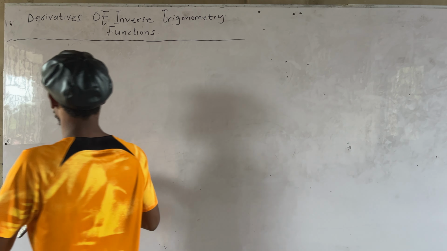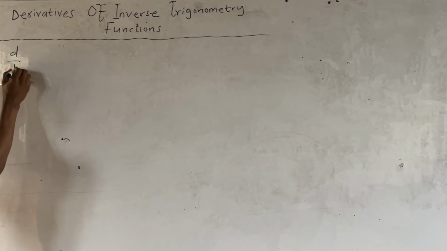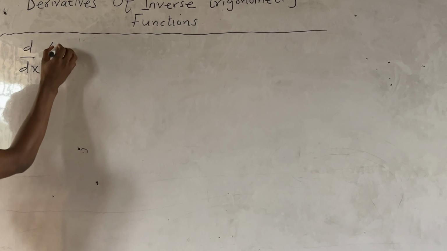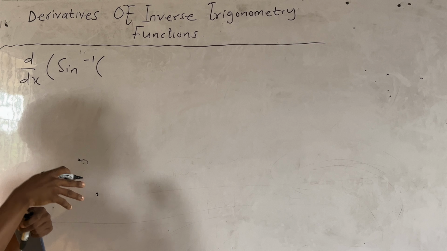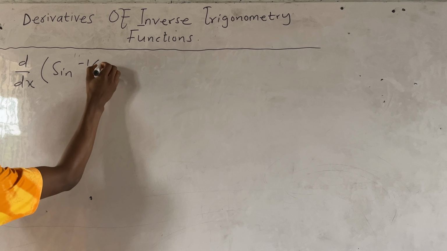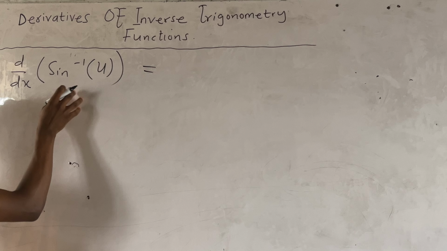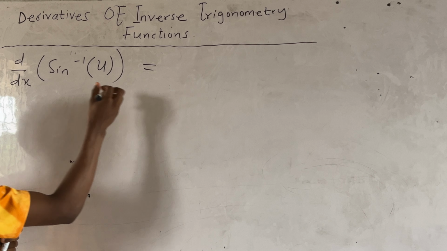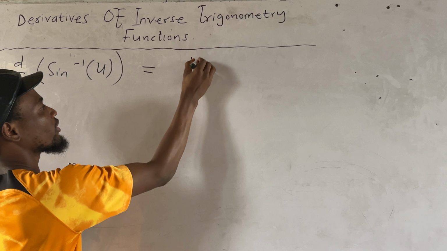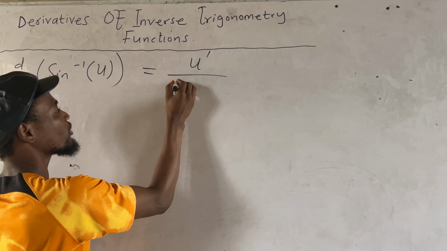So we said that when you have d/dx of sine inverse of, let's say, x, w, v, or what have you, let's say u this way. Now, when you take the derivative of sine inverse of u, it gives you u prime all over the square root of 1 minus u squared.